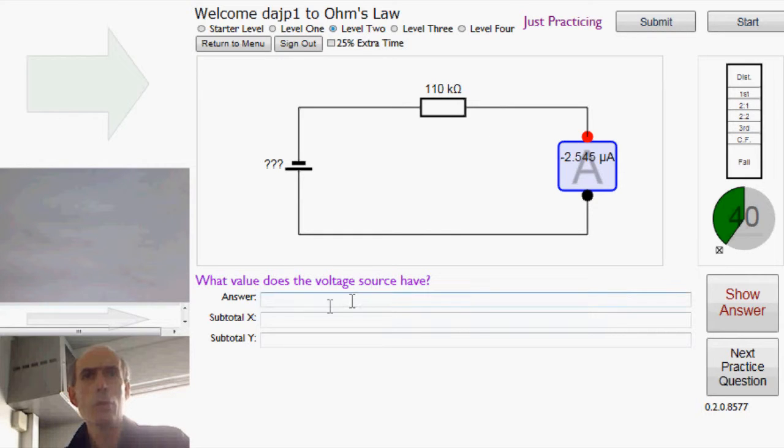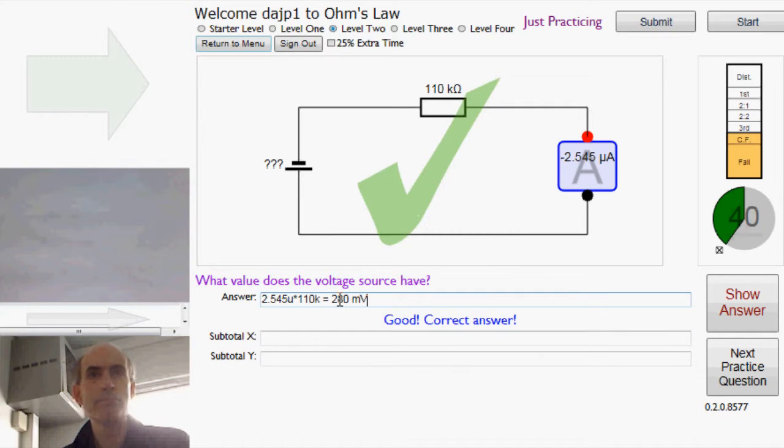Anyway, what value does the voltage source have? Well, applying Ohm's law again, it's just delta V equals IR. The voltage across this resistor will be the voltage generated by this voltage source. So that is just going to be equal to the current, which is 2.545 microamps, multiplied by the resistance, which is 110k. Fine. Next.